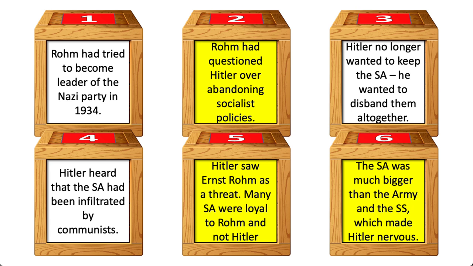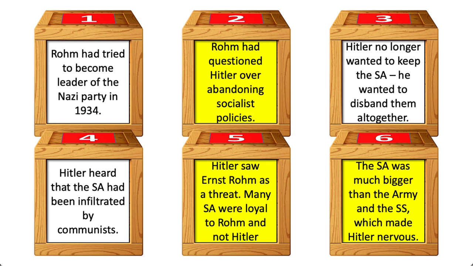Yeah, so Röhm had questioned Hitler over abandoning socialist policy. So the SA was a sort of more working class part of the Nazi party, had still supported some of the earlier, more left-wing policies that had existed in the original German Workers' Party and their original plan that they put forward, which Hitler was very much abandoning. And yeah, there was that questioning.